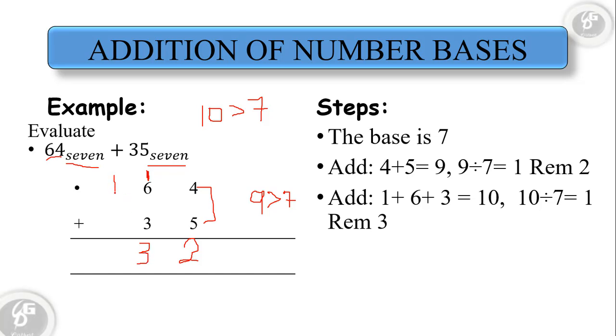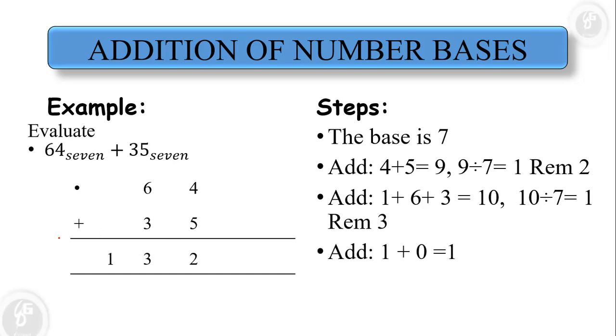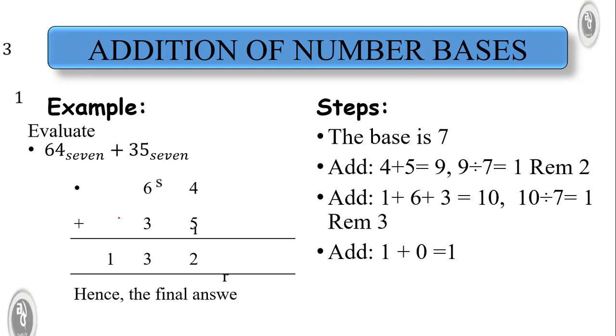So I carry 1. 1 plus 0 is equal to 1, and 1 is less than 7. So I'm having 132 base 7. So my final answer is 132 base 7. So 64 base 7 plus 35 base 7 gives 132 base 7.